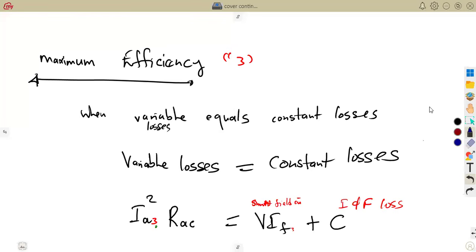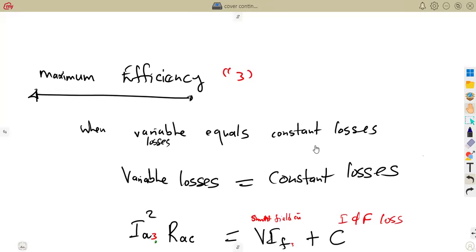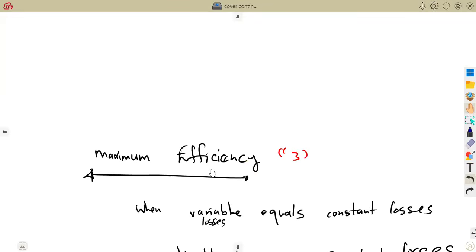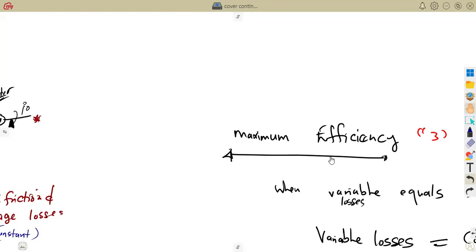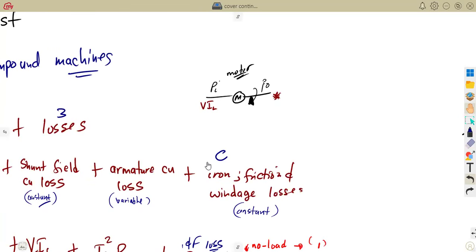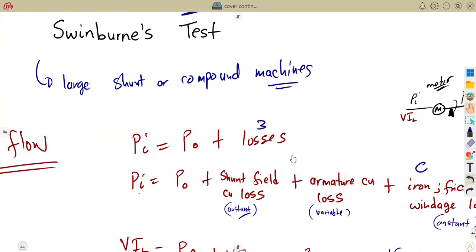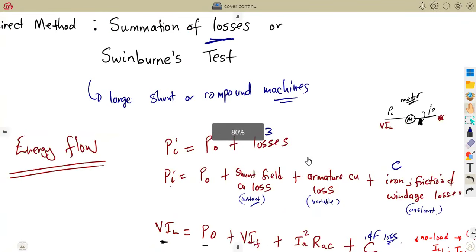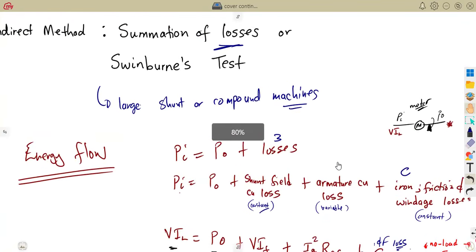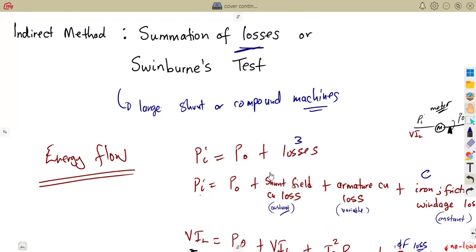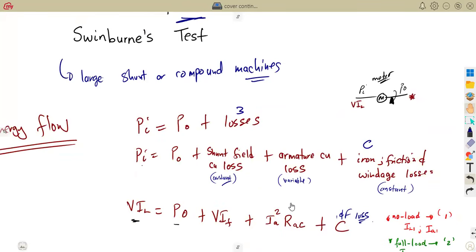So in our previous class, we managed to look into the introduction where I listed the formulas which are important as you consider Swinburne's test, which is used as a test for large machines, which are shunt or compound machines. We talked about the energy flow, how this part is used, the indirect method. So make sure that you do go through that part.